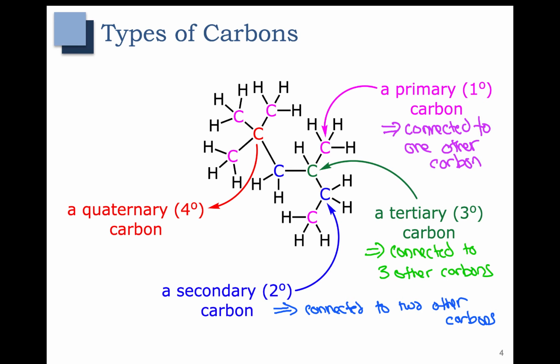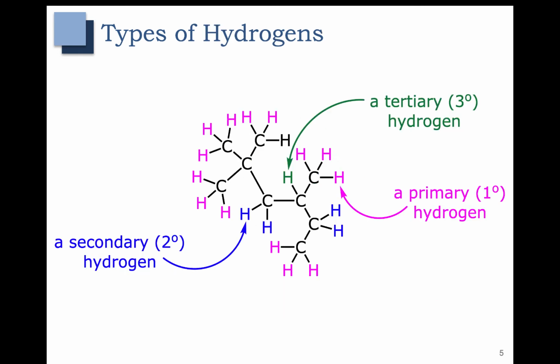Our last carbon type is a quaternary carbon. A quaternary carbon is connected to four other carbons. And you can see this red carbon here is connected to four other carbons.